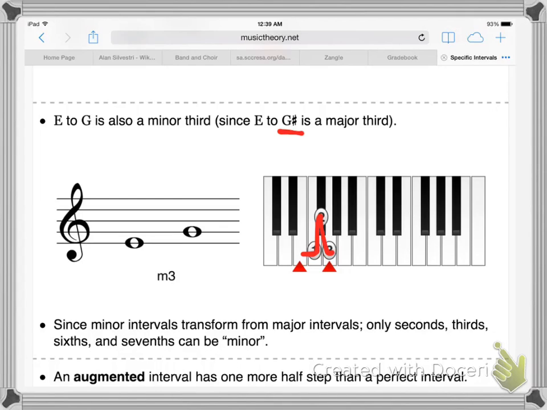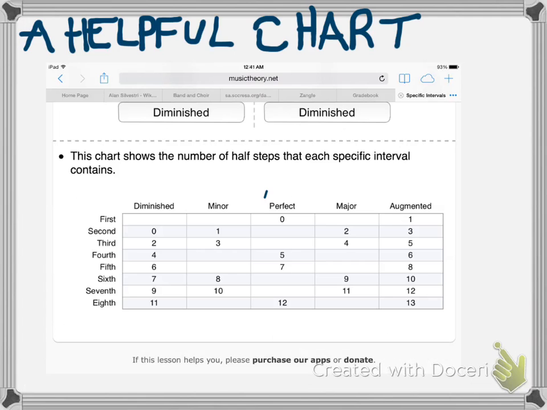Since minor intervals transform from major intervals, only seconds, thirds, sixths, and sevenths can be minor. Then it goes on to talk about augmented and diminished. We're not going to go into that right now. I just want to focus on perfect, major, and minor.